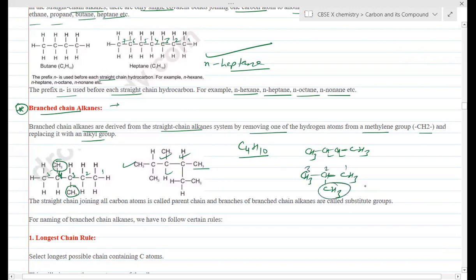So this is 1, 2, 3. You can name this 2-methyl. There are 3 carbons in the long chain, so it is propane. It is also called isobutane.